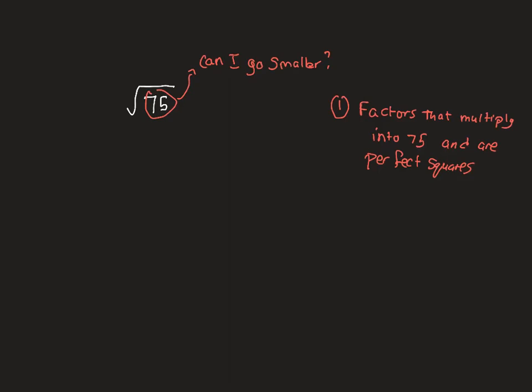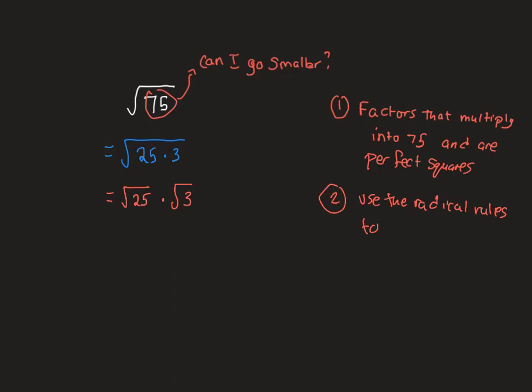So 75, I know, is the same thing as saying 25 times 3. Now, using our rules from before, we know that we can split these up. We can split it up into the square root of 25 times the square root of 3. So our second step is use the radical rules to split.